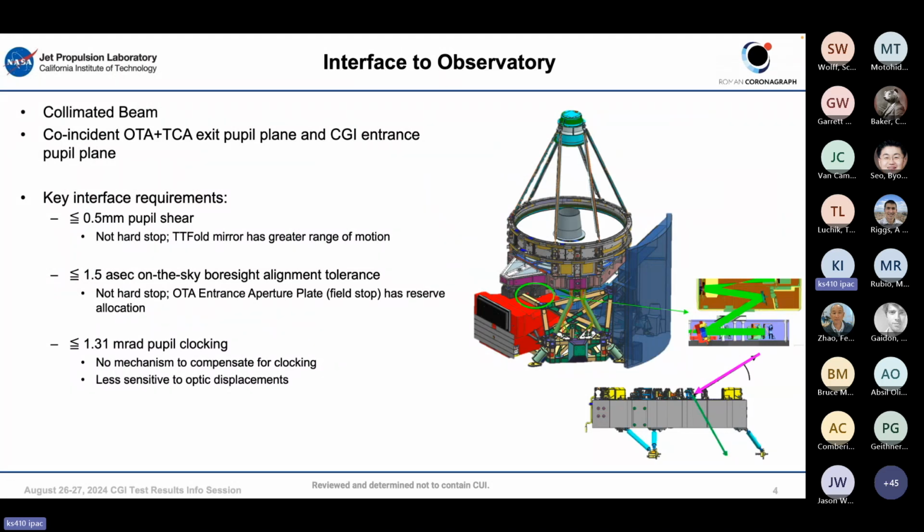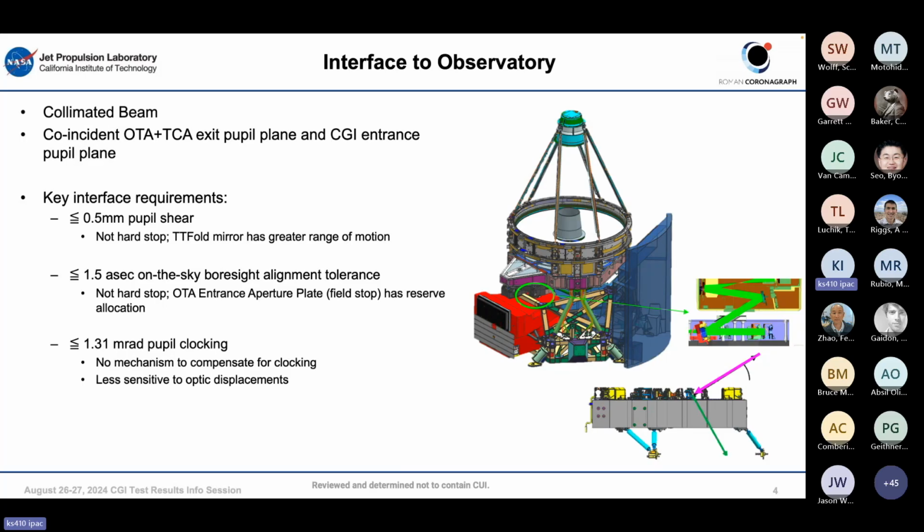So the instrument is interfaced to the observatory. It is this. Is there a pointer on this? Yeah. Okay. Right there. There's the red box here.